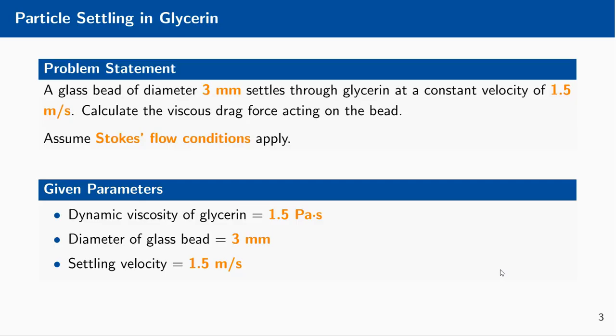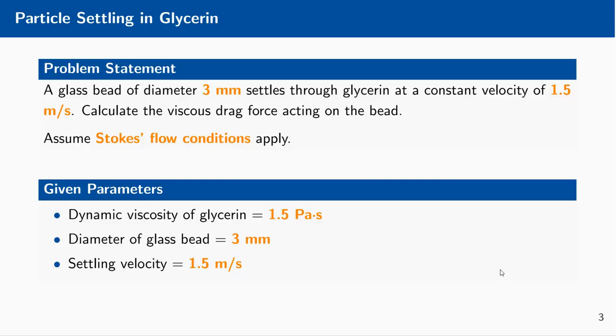Let's examine a classic fluid mechanics problem involving particle settling. We have a glass bead with a diameter of 3 millimeters that settles through glycerin at a constant velocity of 1.5 meters per second. Our task is to calculate the viscous drag force acting on these beads. The key assumption here is that Stokes flow conditions apply, which means we are dealing with very low Reynolds number flow where viscous forces dominate over inertial forces.